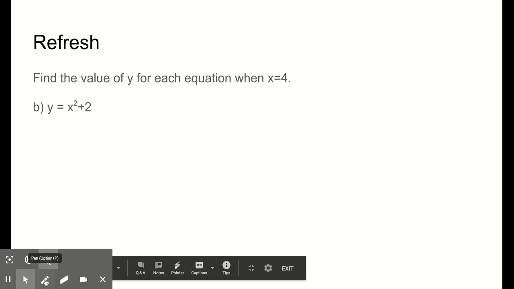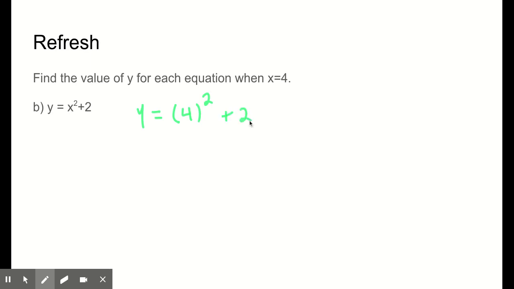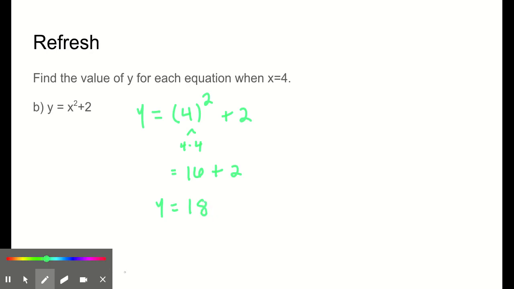Okay, for part B, same thing, just looks a little bit different. So here we have y equals x squared plus 2. So we're plugging in 4 for x. For this one, there's nothing to do inside of the parentheses. So the first thing we're going to do is use the exponent. So this is 4 squared, that's 4 times 4, which gives us 16. And then we can add, so y equals 16 plus 2, which is 18.